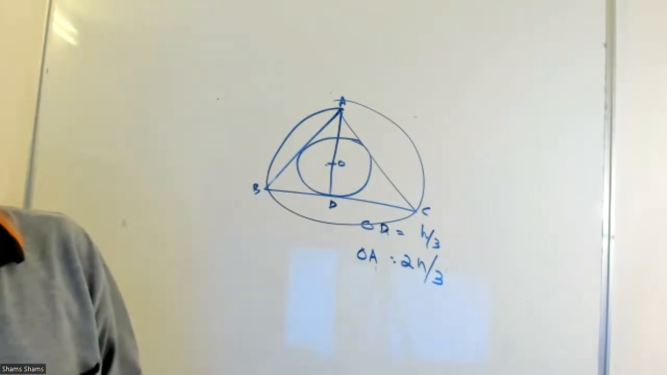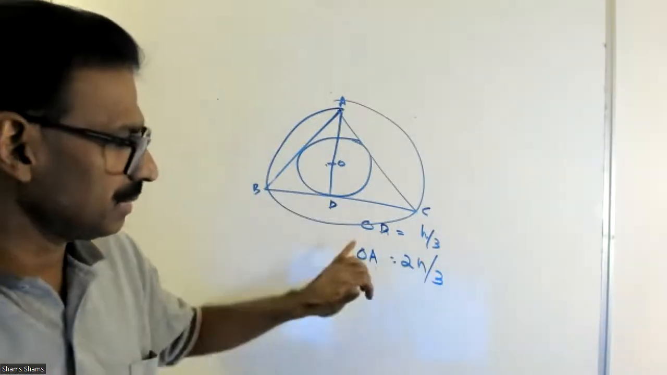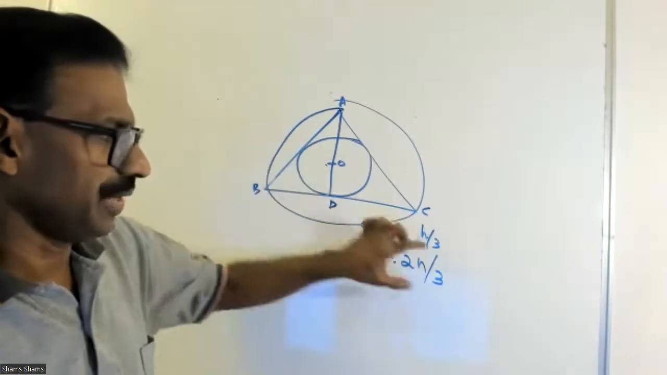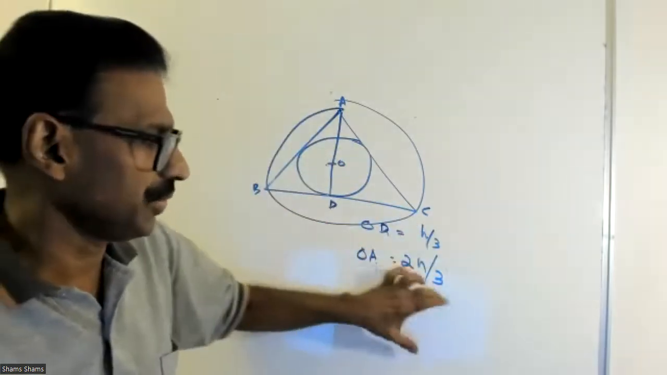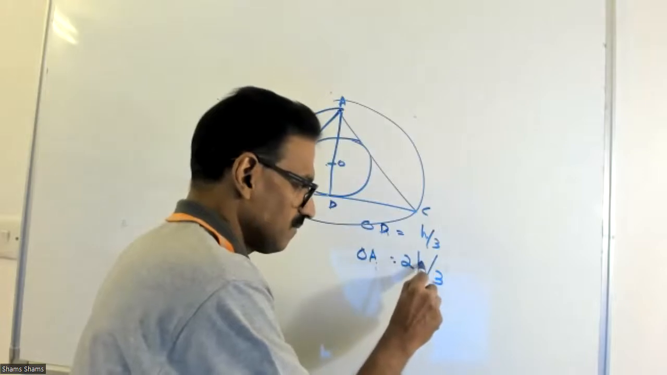Okay, all clear or not? Sir, can you explain these last two formulas that you derived? You don't want to bother. You just study OD equal to H by 3, OA equal to 2H by 3. That's enough.